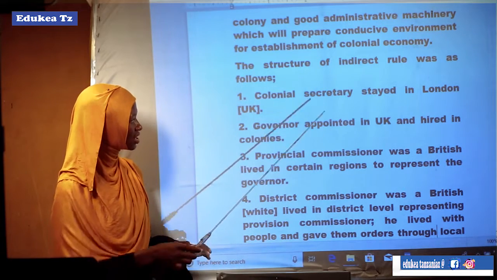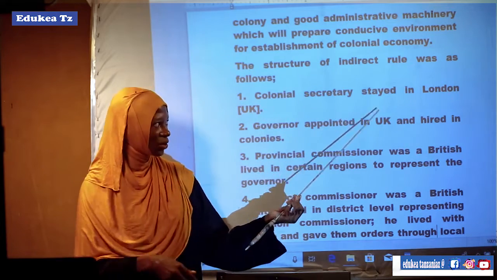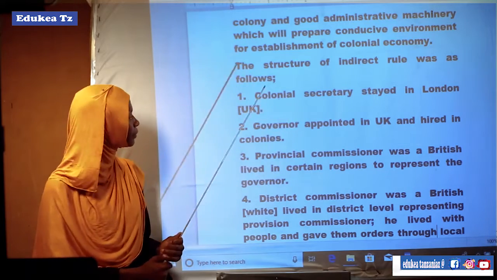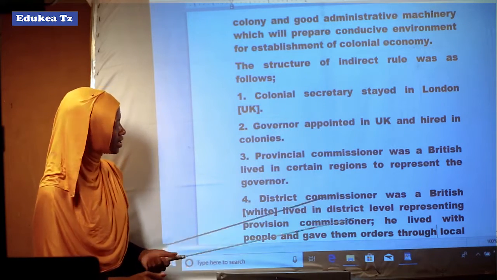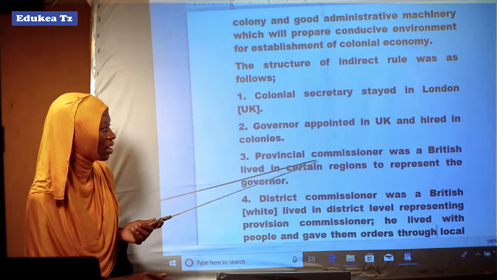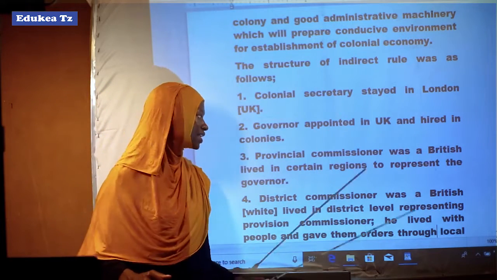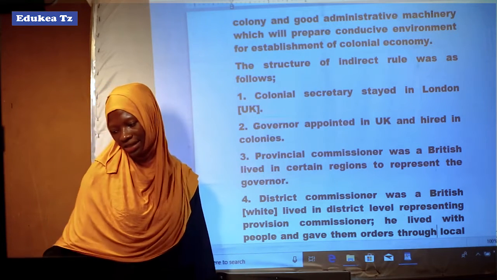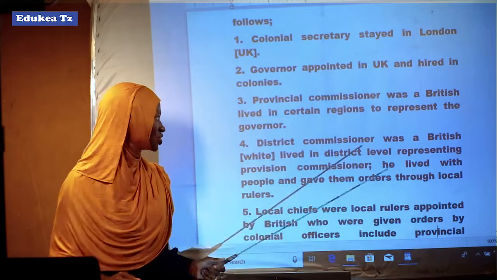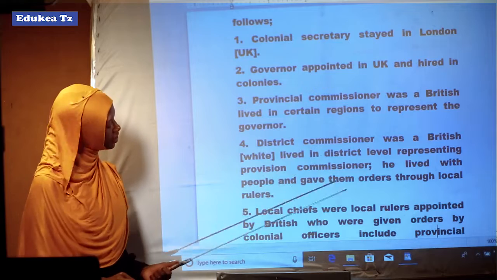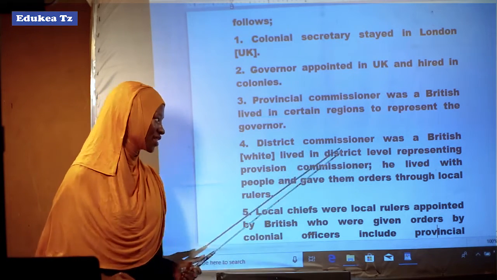The structure started from the top down to the bottom. At the top, we meet the colonial secretary, who stayed in London, United Kingdom. The next, the second one, is the governor, appointed in the UK and hired in the colonies. In the colony, the one who will be seen directly is the governor. As you can see in Tanganyika, we had Lord Lugard. The next one is the provincial commissioners, who were British, lived in certain regions to represent the governor. The next one is the district commissioners, who were British, lived at district level representing the provincial commissioners.